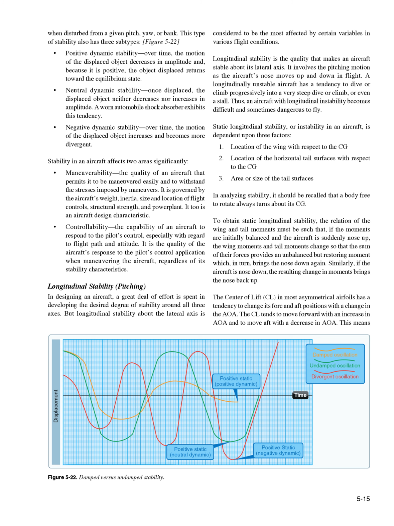Positive dynamic stability. Over time, the motion of the displaced object decreases in amplitude and, because it is positive, the object displaced returns toward the equilibrium state. Neutral dynamic stability. Once displaced, the displaced object neither decreases nor increases in amplitude. A worn automobile shock absorber exhibits this tendency. Negative dynamic stability. Over time, the motion of the displaced object increases and becomes more divergent. Stability in an aircraft affects two areas significantly.